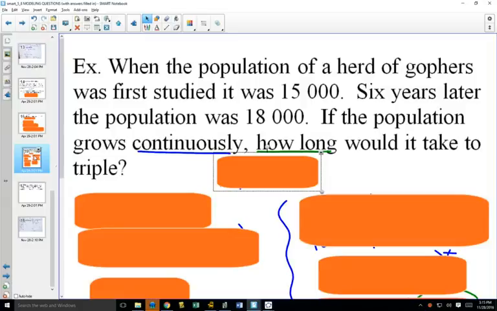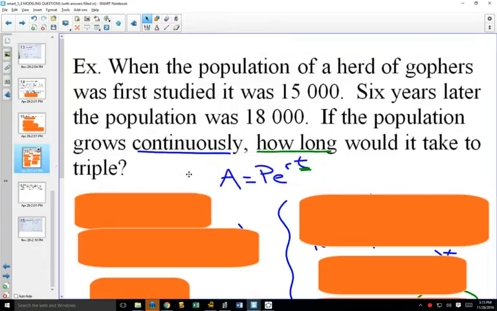So in this last question, we've got a population of a herd of gophers. When it was first studied, there was 15,000 gophers. 6 years later, the population was 18,000. How long would it take to triple? So if we think of our continuous growth formula, we want to solve for t, because it says how long.